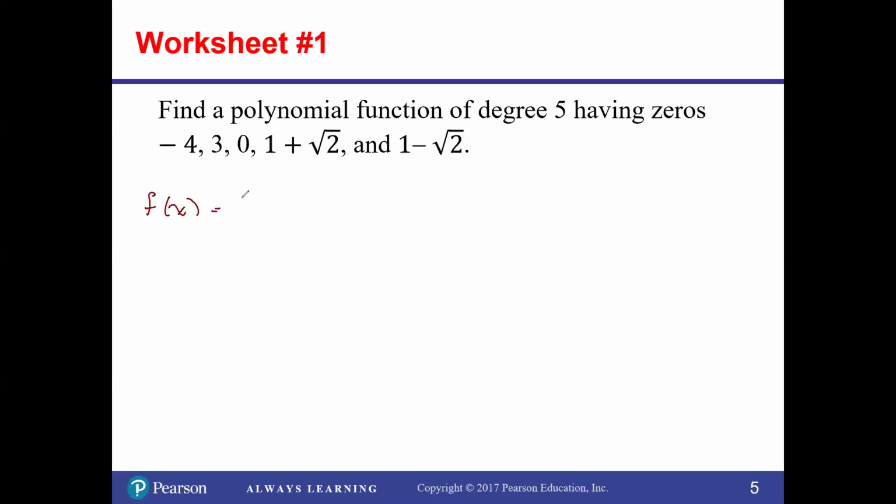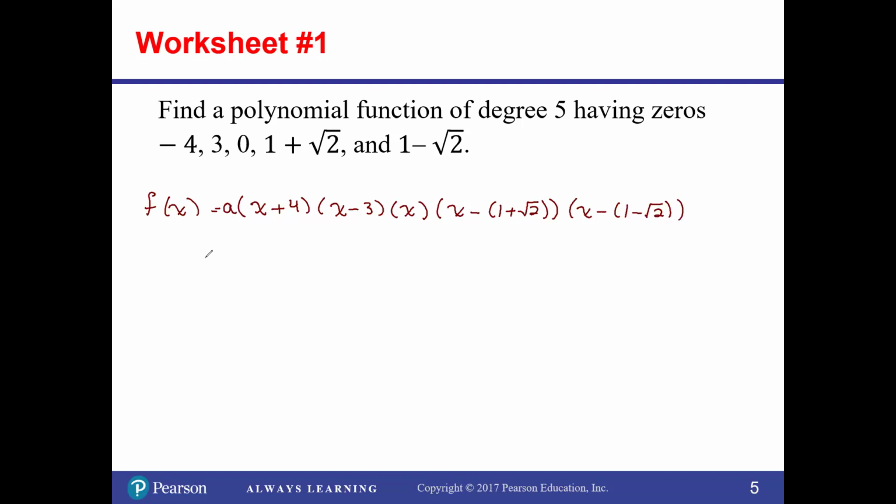Okay. So to get a root of -4 means we need to have a factor of x plus 4. To have a root of 3 means we have to have a factor of x minus 3. To have 0 as a root, we need to have just x. Then if I want 1 plus the square root of 2, I would have x minus (1 plus the square root of 2), so we'll expand that negative out. And then if I want 1 minus the square root of 2, I would have x minus (1 minus the square root of 2).